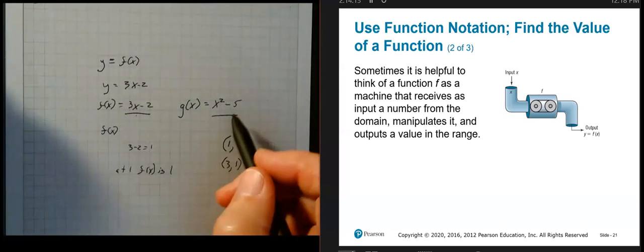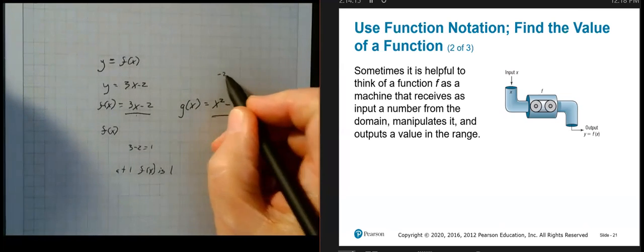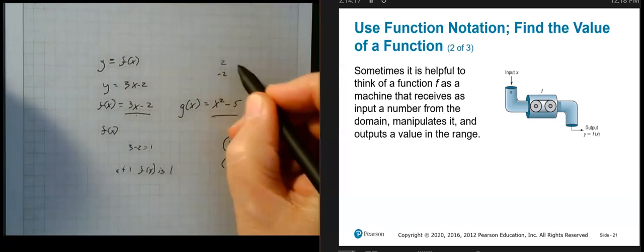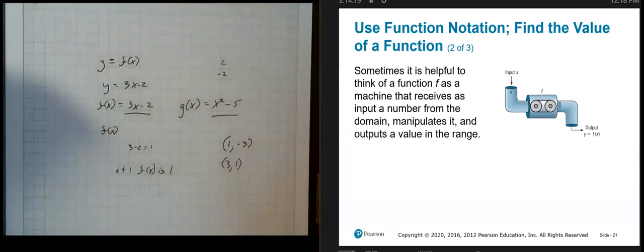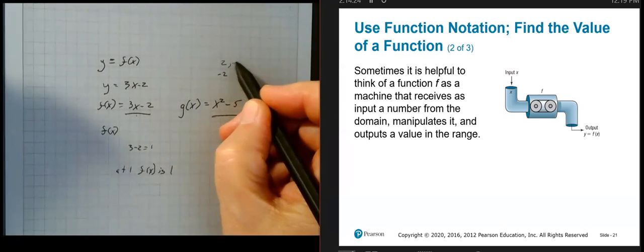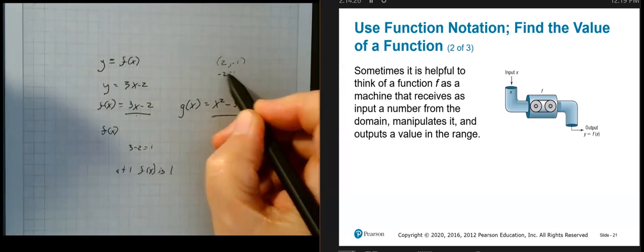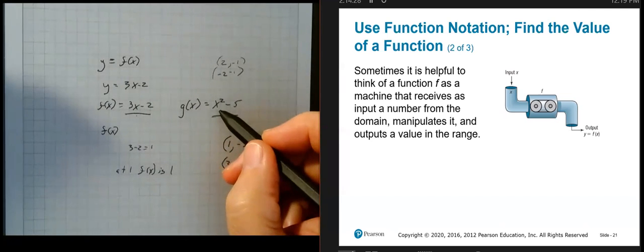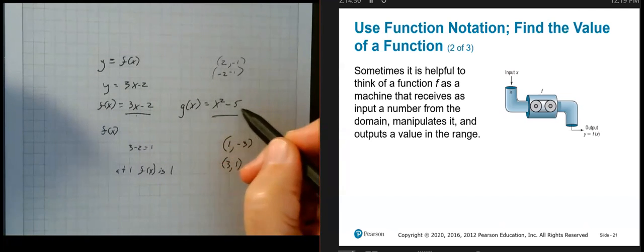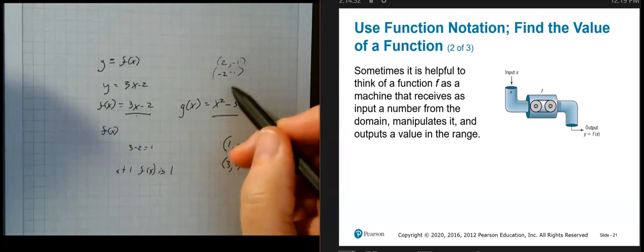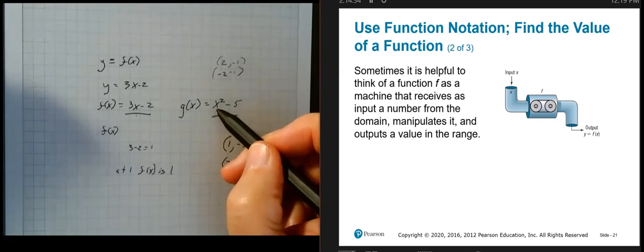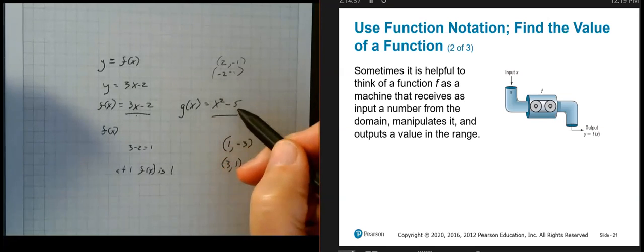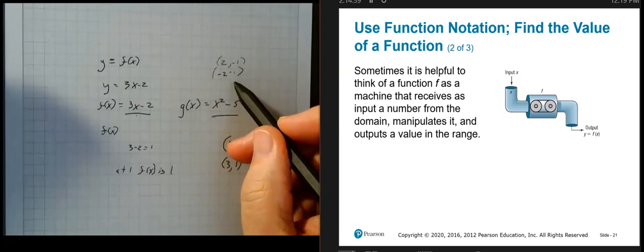That's like in my g function here. If I put negative 2 in for x and I put 2 in for x, I'll get the same answer. I'll get the same y value. They both will give me negative 1, because 2 squared is 4, and 4 minus 5 is negative 1. Negative 2 being squared is 4, and 4 minus 5 is negative 1.